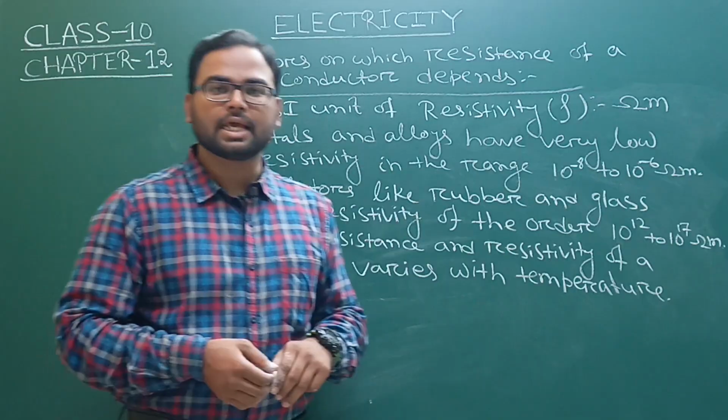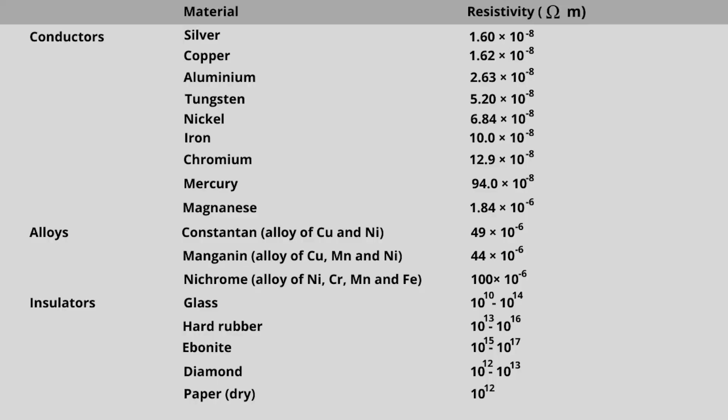Then there will be a table appearing on your screen. Just look at the table. There are some conductors, alloys and insulators, and we will discuss their resistivity in ohm meter. The SI unit of resistivity is ohm meter. So in the conductor section we have silver. Silver has a resistivity of 1.60 into 10 to the power minus 8 ohm meter.